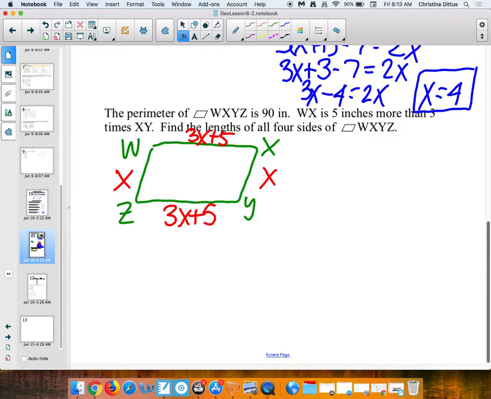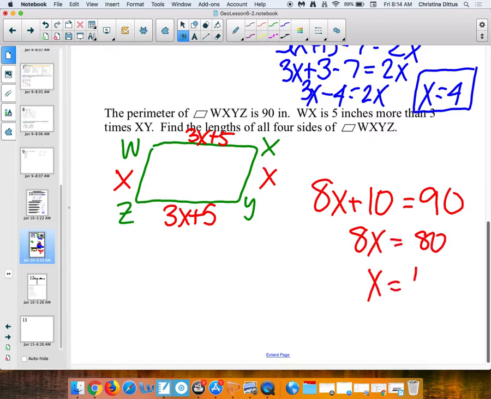Alright. What does perimeter mean? The outside. So what am I going to do with all those things? Add them up and so equal to 90. So when I add these up, how much x do I have total? 8. X plus how much? 10. And you start to set that equal to 90. Alright. Subtract our 10. 8x is 80. X is 10. So each side, these two are 10. And the other ones are 35.